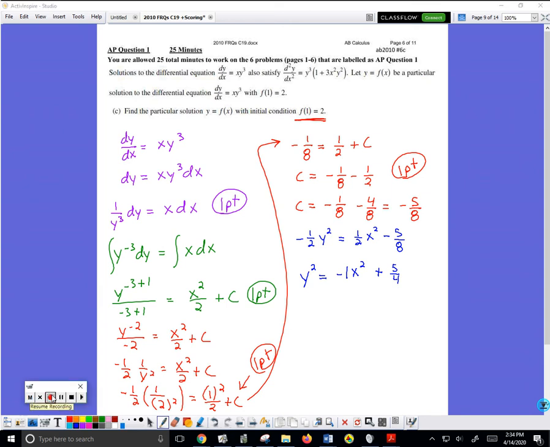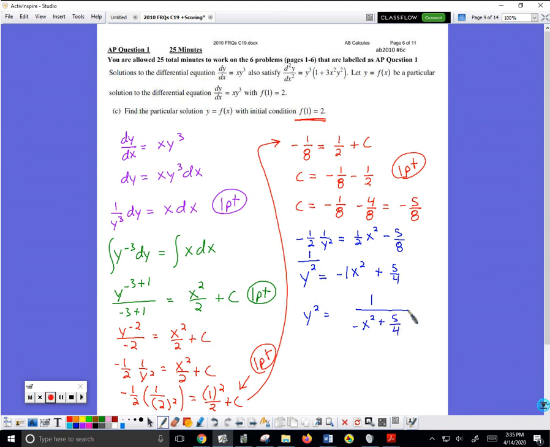And apologies, I noticed a mistake. This was not y squared, it was 1 over y squared. Which means this is still 1 over y squared. If I multiply both sides by y squared and then divide both sides by this, I'm going to end up with y squared is equal to 1 over negative x squared plus 5/4.